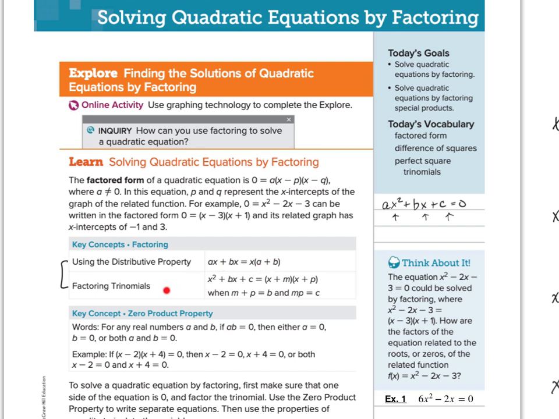The other method is factoring trinomials, where the coefficient a is simply 1. Then we are looking for factors of c. What two numbers, m and p, do I multiply together that will give me a product of c, but when I add them together, they are the value of b? We'll do some practice there. But that is the factoring process.